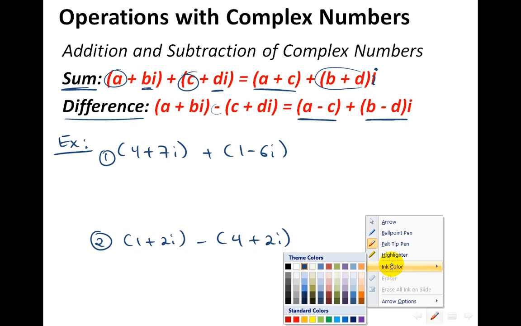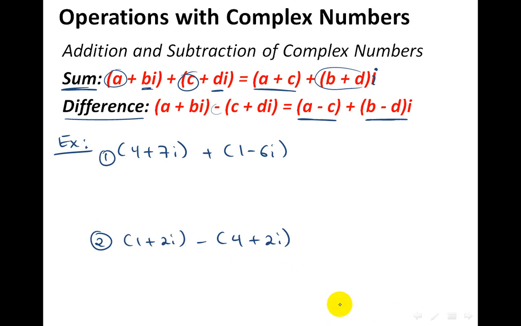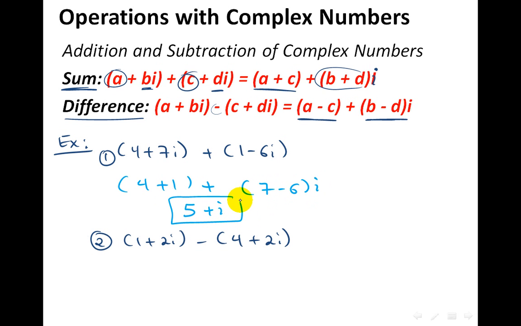Okay, let's start with these two questions. Let's say you have the first one, 4 plus 7i plus 1 minus 6i. Here, work on the real parts only: 4 plus 1, plus, and now the imaginary part, which is 7, plus minus 6, which will give you 7 minus 6, i. So 4 plus 1 gives you 5, and 7 minus 6 gives you 1i. It's a positive 1i.